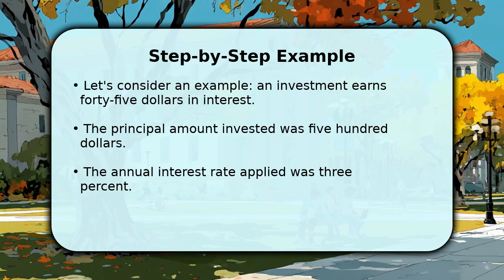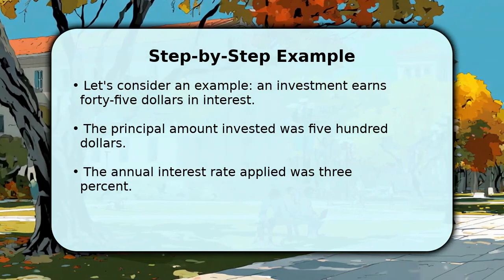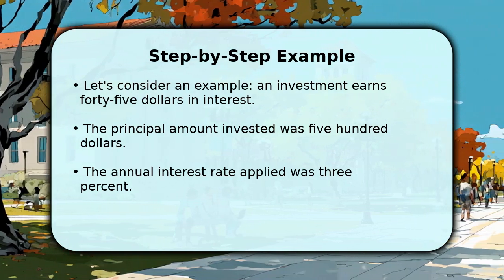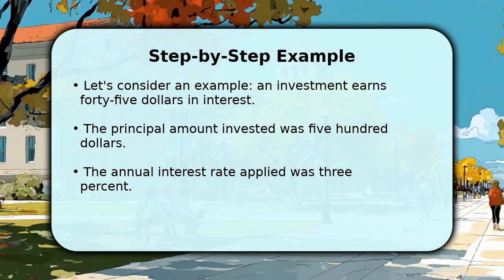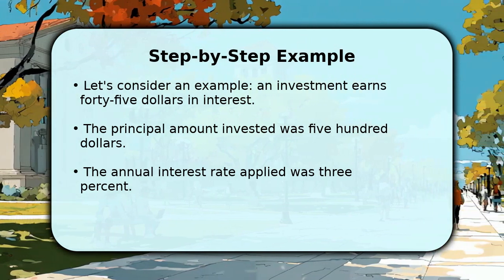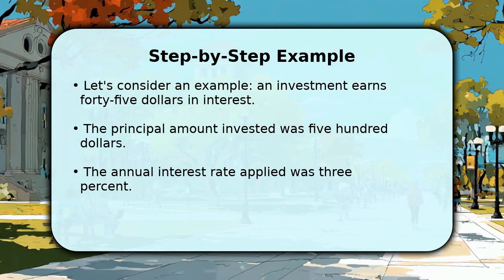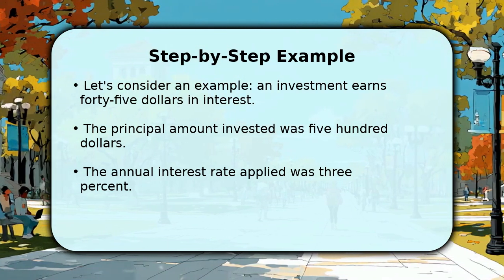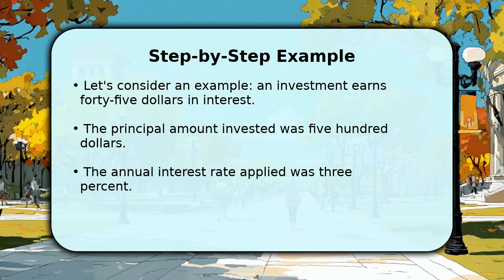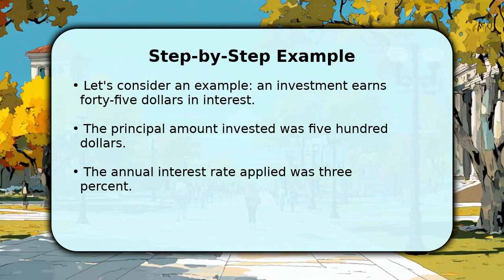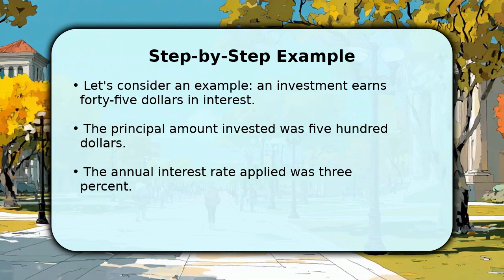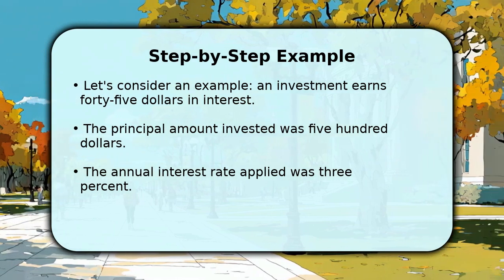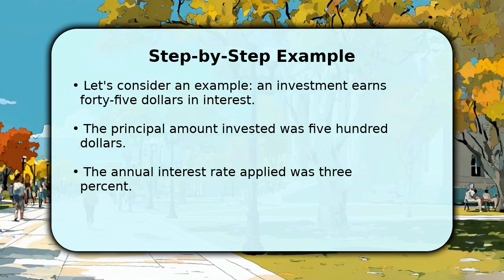Imagine you earned $45 in interest from an initial investment of $500 with an annual rate of 3%. Convert 3% to 0.03. Now, use our formula. T equals I divided by P times R. Plug in 45 for I, 500 for P, and 0.03 for R. So, T equals 45 divided by the product of 500 and 0.03. This simplifies to 45 divided by 15, resulting in a time of 3 years for the investment.